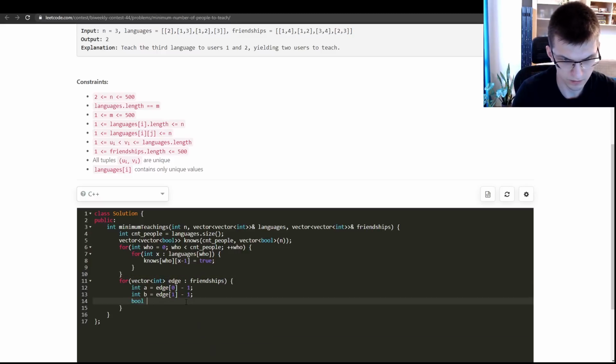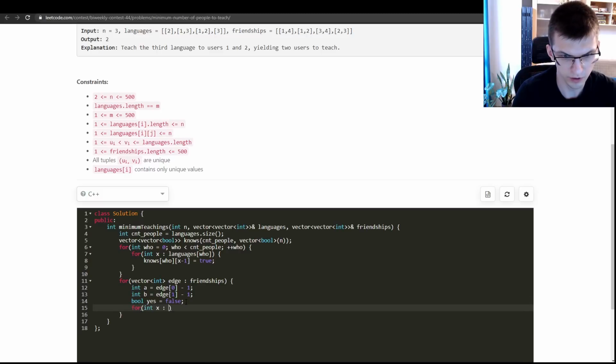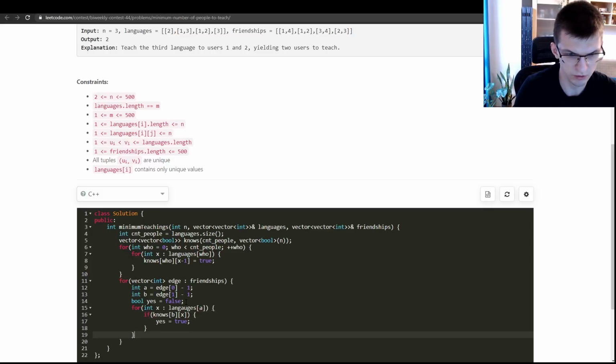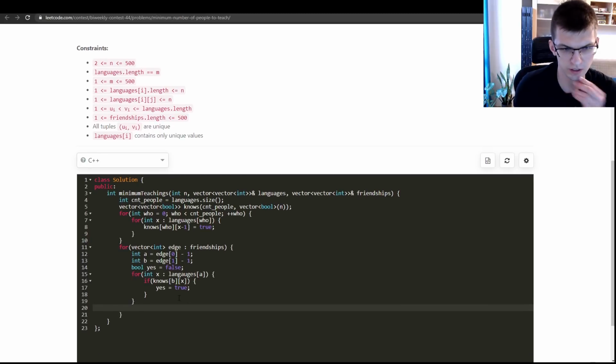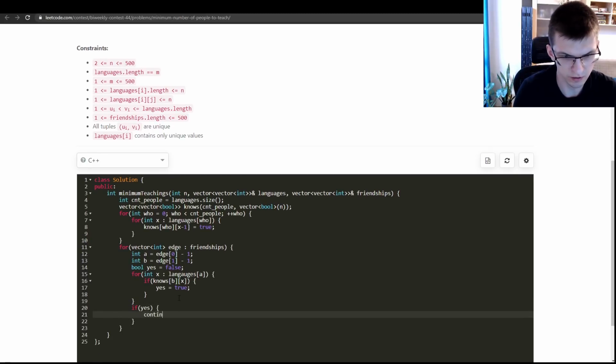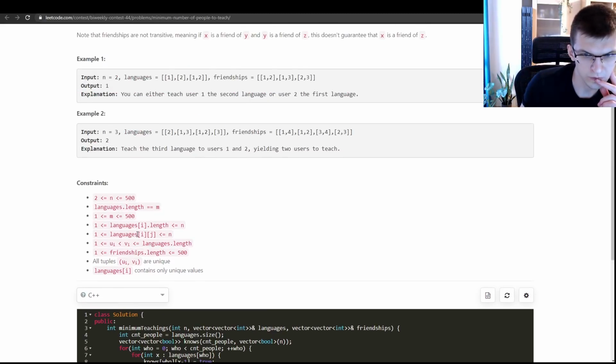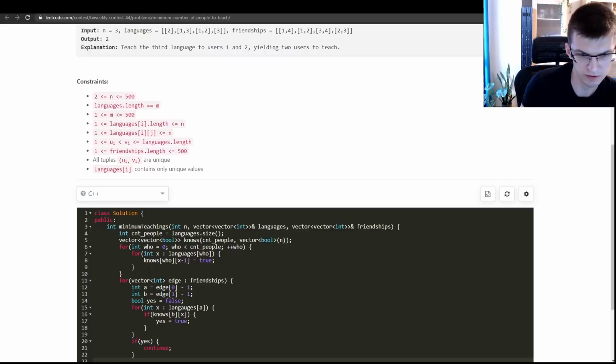Then for everything in languages of A, if the other guy B knows this language as well, then yes is true. Yes says if they already are good. Yes, then continue. Otherwise, we need to teach one of them language of the other.